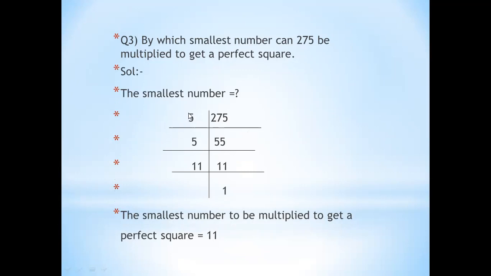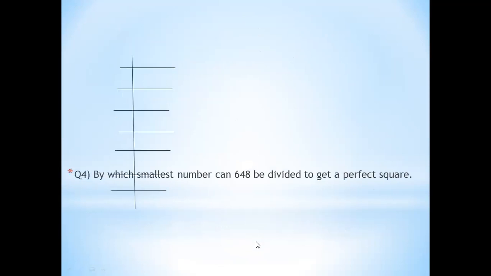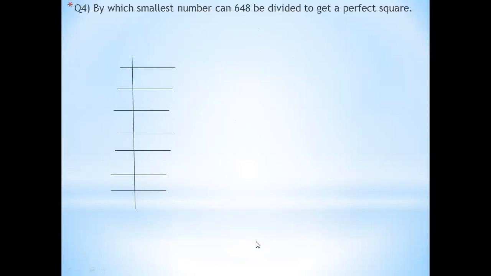Why? Because look, this 5 prime number is given in the form of a pair, but 11 is not in the form of a pair, only a single 11 is given. If one other 11 were present, then this number would be converted into a perfect square. So the smallest number to multiply to get a perfect square is 11. Now come to the next question, question number 4.